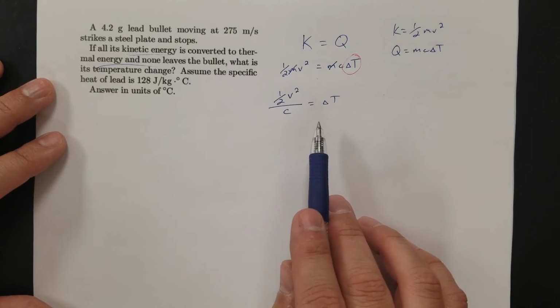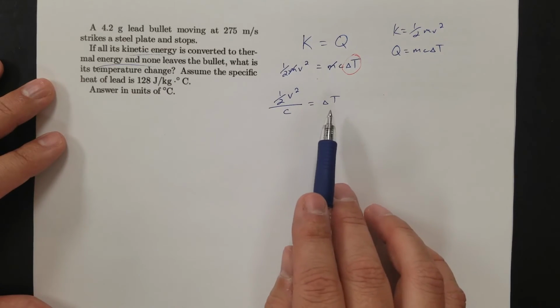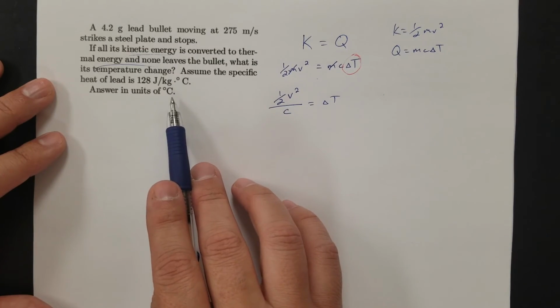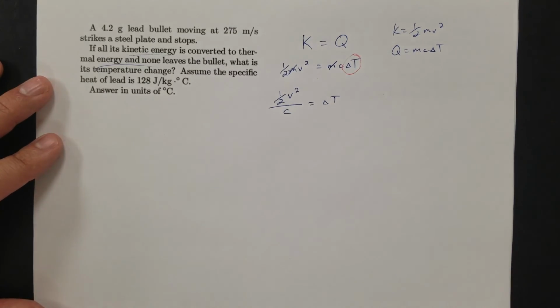Because you're getting a delta T, you don't have to convert anything. So normally T is in Kelvin, but this is delta T. And remember, Kelvin and Celsius have the same scale. So our delta T is already in base units.